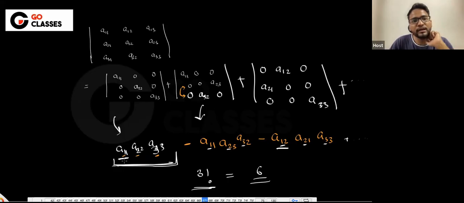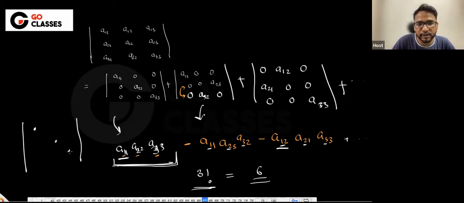Plus. Why? Because what you will do, you will probably draw the matrix corresponding to it. You will say you are taking this element, this element, this element. So you do not need any row swap or column swap. So that's why the answer is plus.